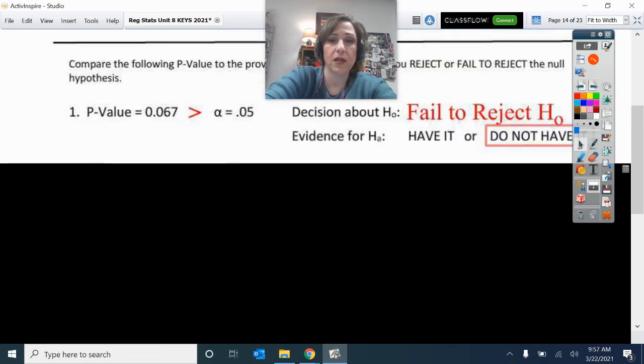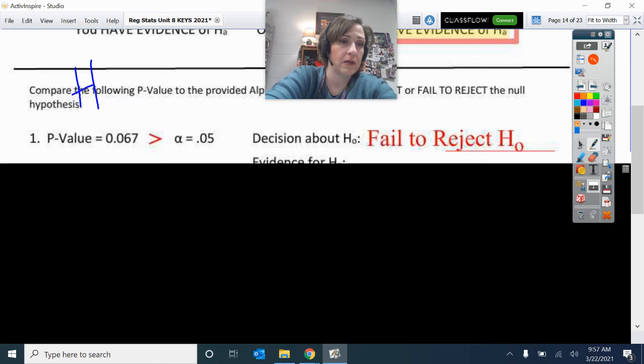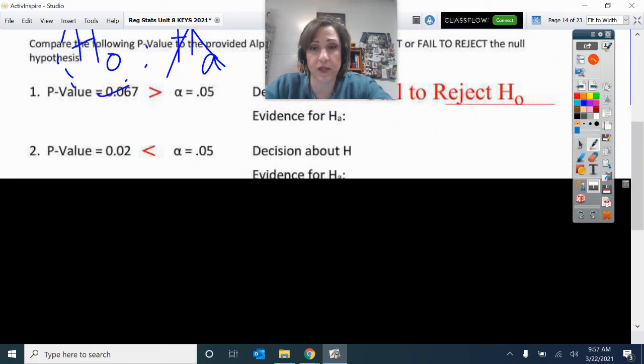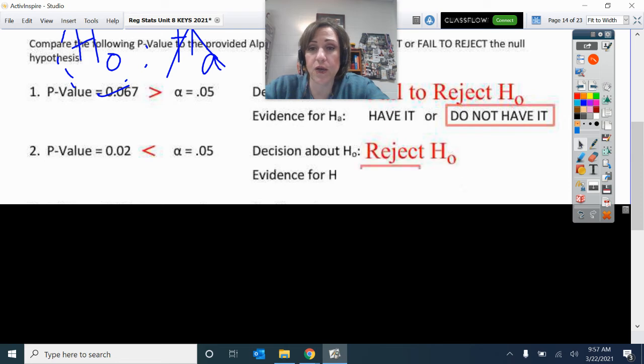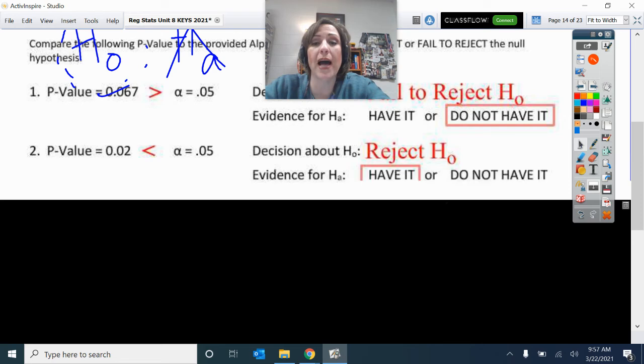And if it might help you, here's H0 and here's my HA. If this holds, then I do not have evidence of HA. So that's what my result is here: I do not have evidence. Okay, next one, the p-value is low. So if the p-value is low, reject H0. The null hypothesis has to go. So I do have evidence for HA.